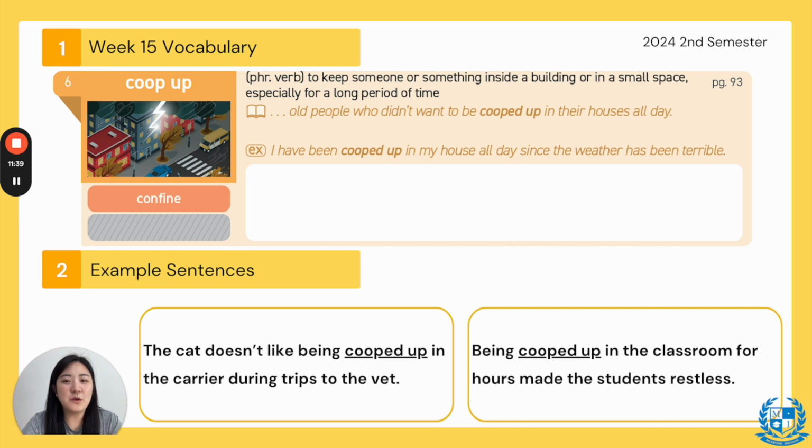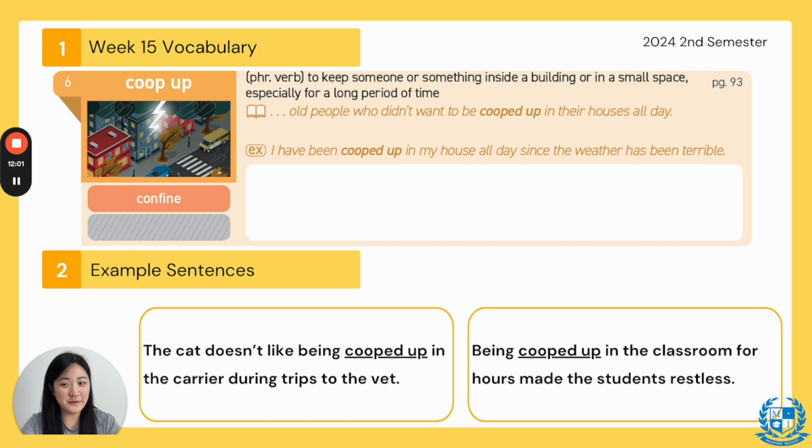In our book, it says, old people who didn't want to be cooped up in their houses all day. Basically meaning you're just trapped inside somewhere. You're cooped up like a chicken coop. Next, let's read the example together. 1, 2, 3. I've been cooped up in my house all day since the weather has been terrible.